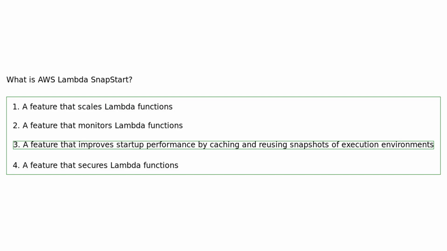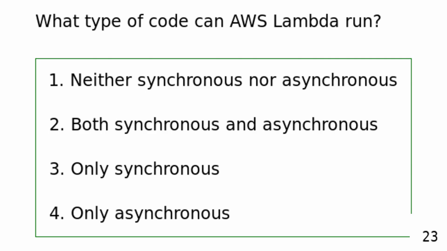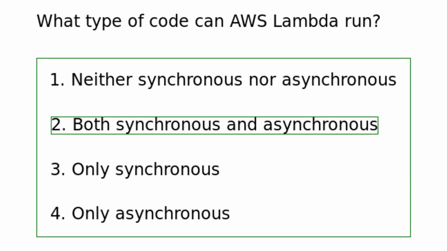What type of code can AWS Lambda run? Neither synchronous nor asynchronous. Both synchronous and asynchronous. Only synchronous. Only asynchronous. AWS Lambda can run both synchronous and asynchronous code.